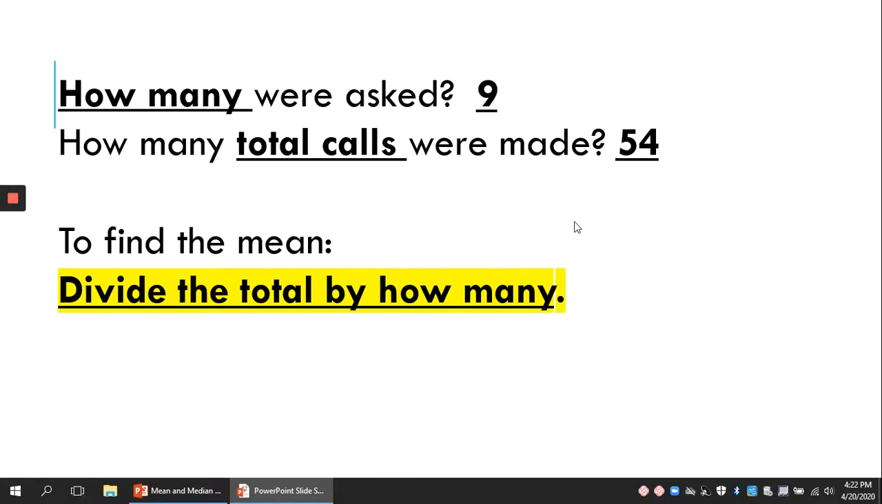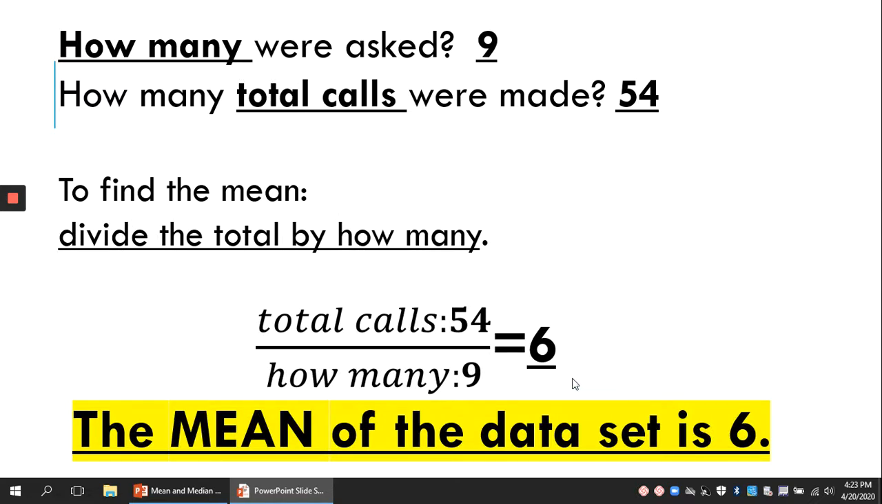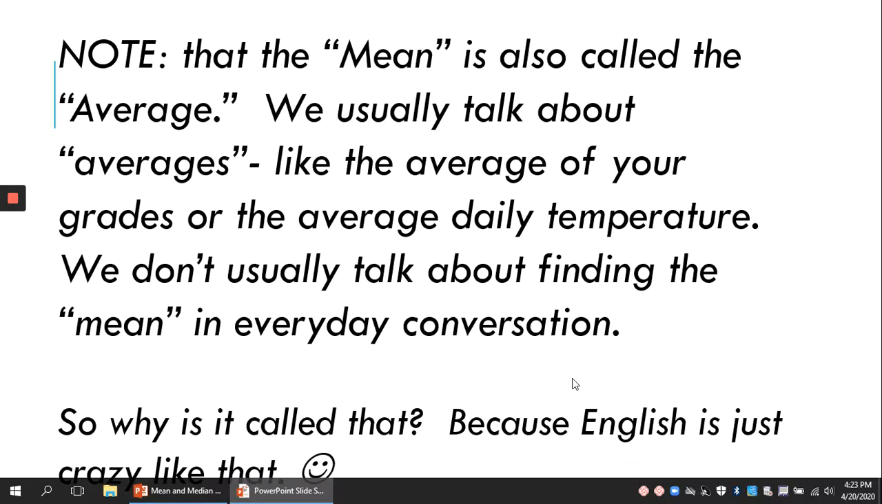To find the mean, divide the total by how many? So 54 was our total. 9 was how many people were asked. 54 divided by 9 equals 6. So the mean of the data set is 6. Or you could say the average of the data set is 6. Instead of having all 9 of those numbers to say how many phone calls kids made, we could say, well, the mean is 6. So approximately 6 phone calls.